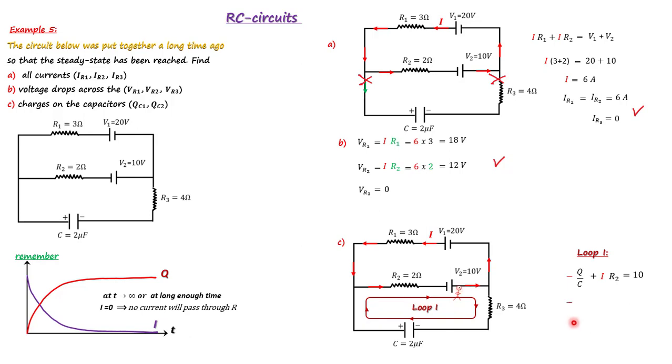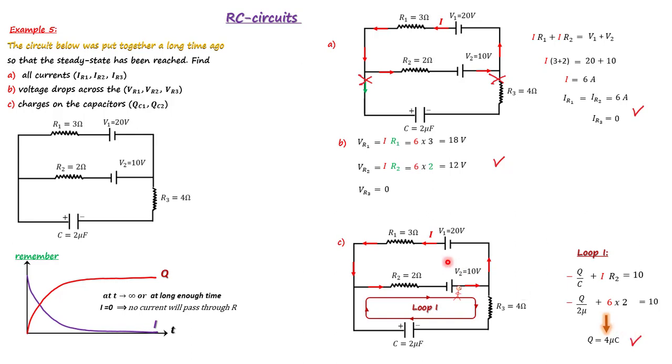Okay, now here I have Q over 2 microfarad. So forget about farad here again. Plus 6 times R2, which is 2, equals 10. So from here Q is 4 microcoulomb.